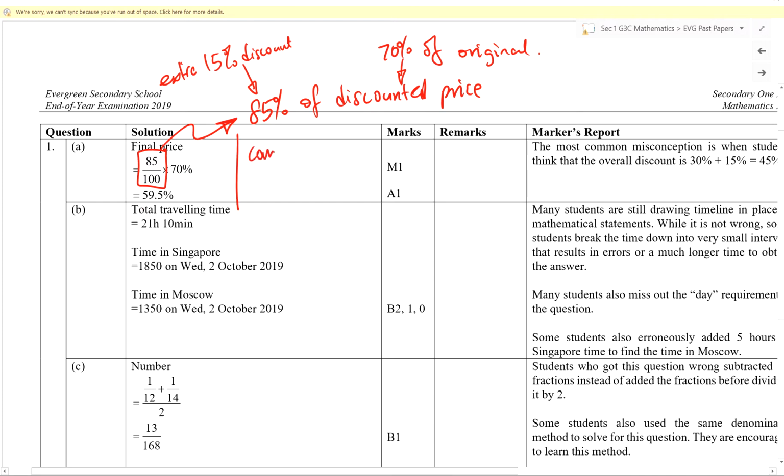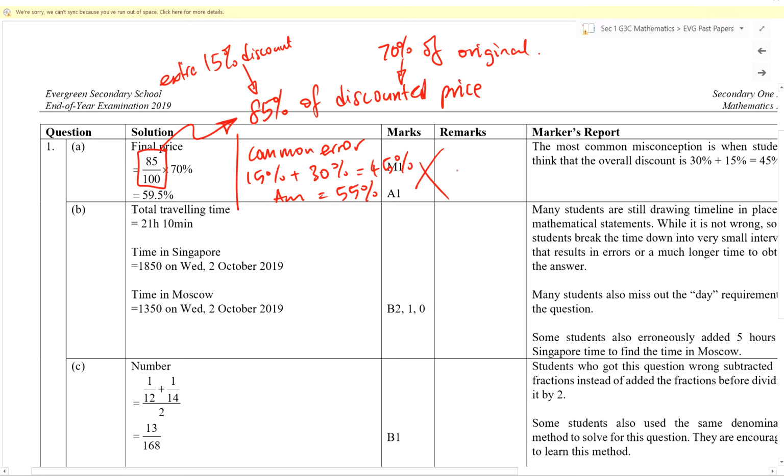The common error is simply to add 15% plus 30% to give us 45%. And then you tell me that the answer will be 55%. Okay, so this is wrong. You cannot just stack the discounts together like this.